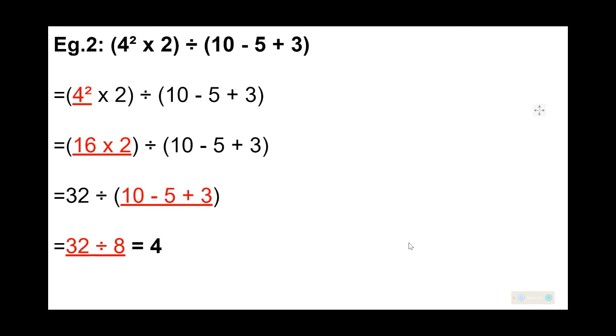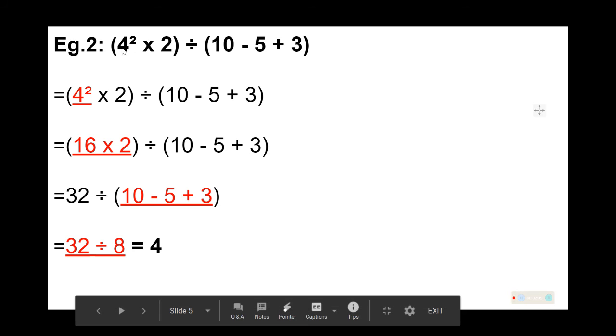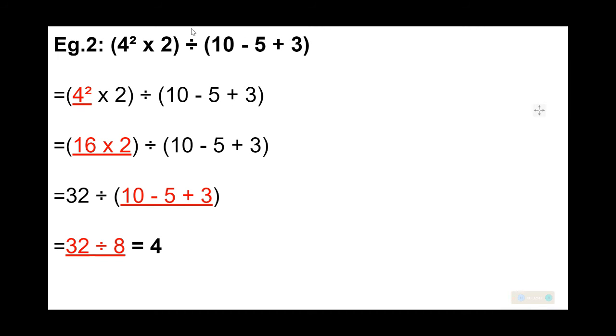And example 2, very similar to example 1. (4 squared by 2) divided by (10 minus 5 plus 3). In this case we have two sets of brackets. So first let us deal with the first set of brackets. Again we are going to use BODMAS to determine how we should work this out. So we see here we have an order 4 squared, so we are going to work that out to get 16 by 2 and then multiply to get 32, and we have completely simplified our first bracket, and now we can move on to the second set of brackets.